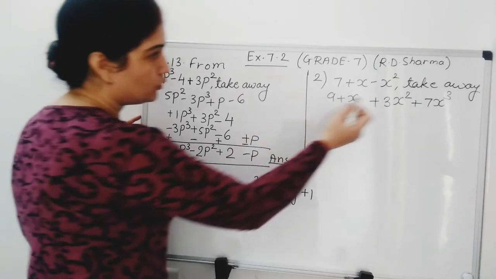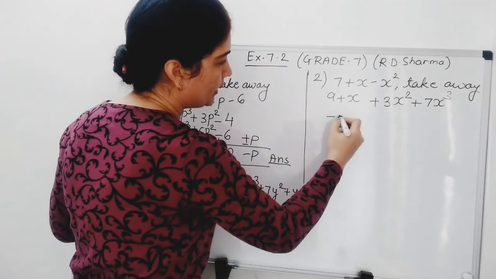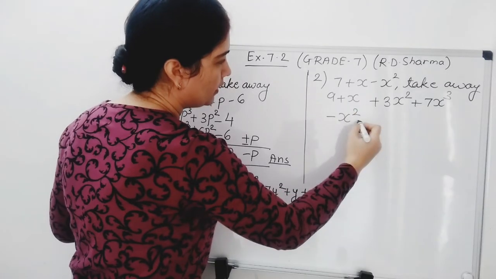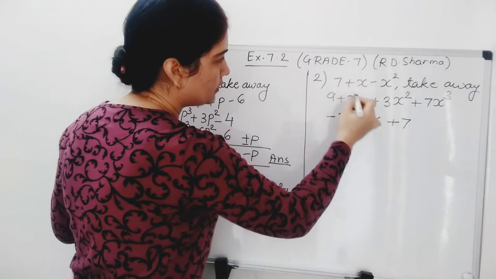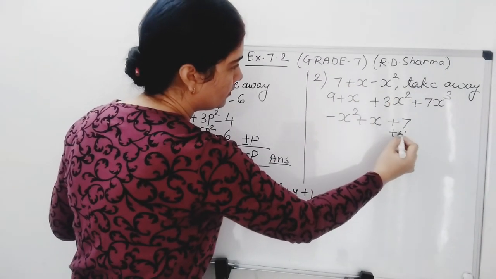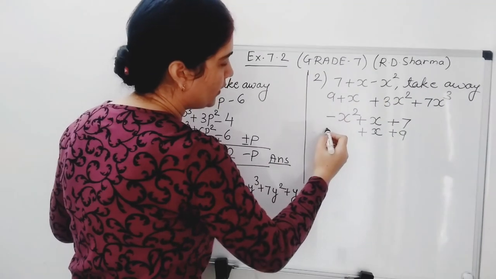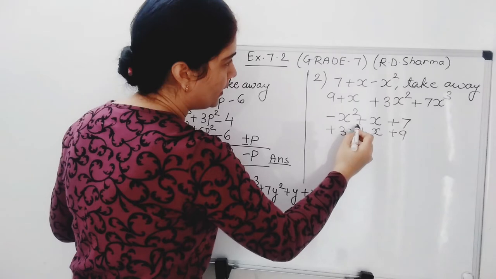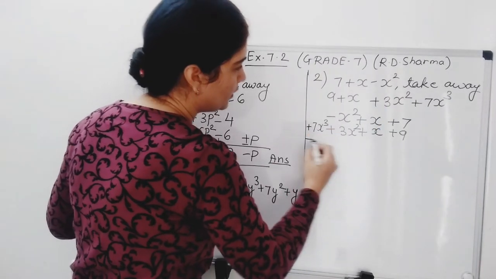Okay, now the next question we will see: 7 plus x minus x square. So negative x square will come first, then plus x, then plus 7. No sign means it's understood it's positive. Now take away 9. 9 is here, plus x is here, plus 3x square is here, and then plus 7x cube. So plus 7x cube will come here.